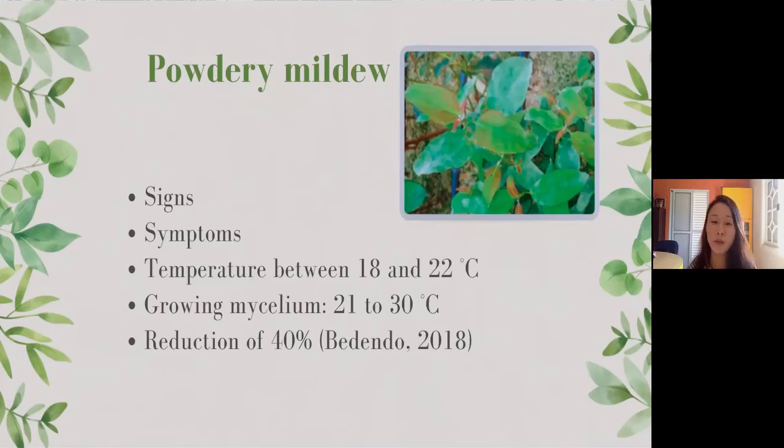The best temperature for it is between 18 and 22 degrees. This weather condition in Brazil usually occurs in winter time, but don't be surprised because it's really hot in my country. The best condition for mycelium growth is around 21 to 30 degrees in a controlled area. You see how important it is, because it can reduce the leaf area by 40% and also decrease production.